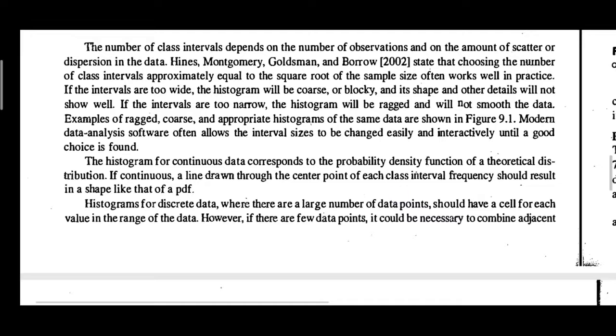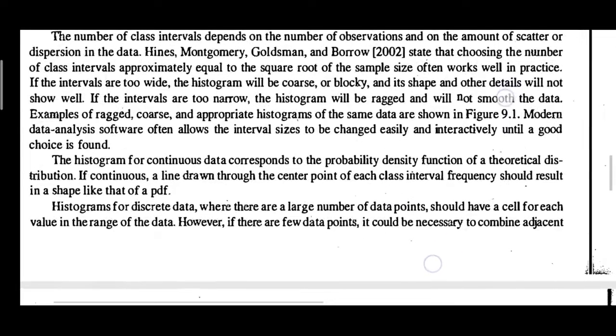The histograms for continuous data correspond to the probability density function of a theoretical distribution. If continuous, a line drawn through the center point of each class interval frequency should result in a shape like that of a probability density function, or PDF.